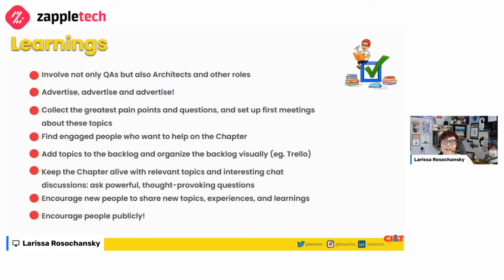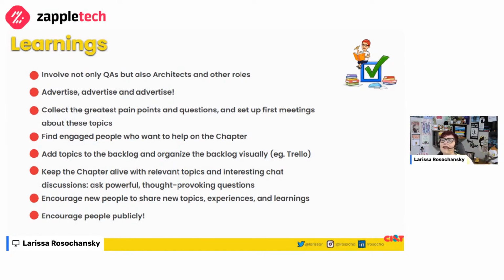Find engaged people who want to help on the chapter. We cannot do this by ourselves. We can't do this alone. We need to find engaged people, and always have engaged people. So find those people and use them as leverage. Use them to help us to advertise and to bring this chapter to a whole new level.